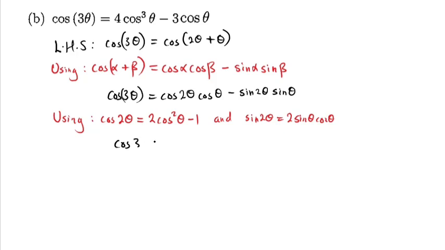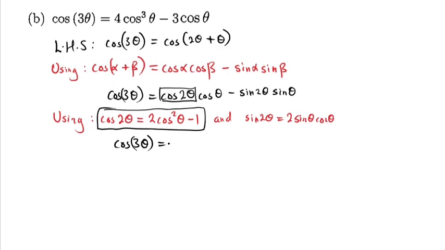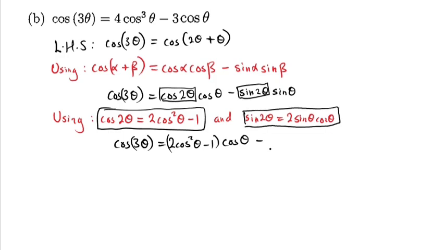So cos 3 theta equals, where there's cos 2 theta here, I'll replace it with this particular identity. So it will become 2 cos squared theta minus 1, multiplied by cos theta, minus, again, the one for sine will be replaced with this identity here. So that will be 2 sine theta cos theta multiplied by sine theta.